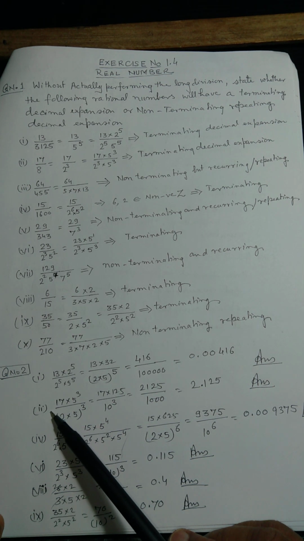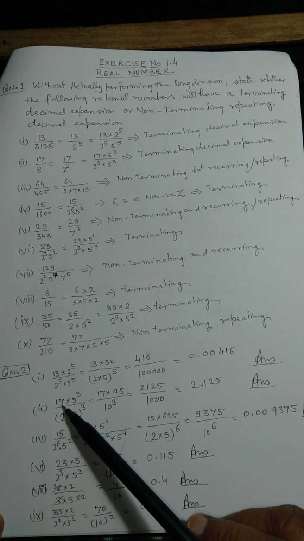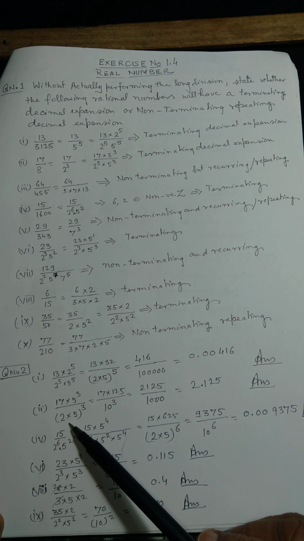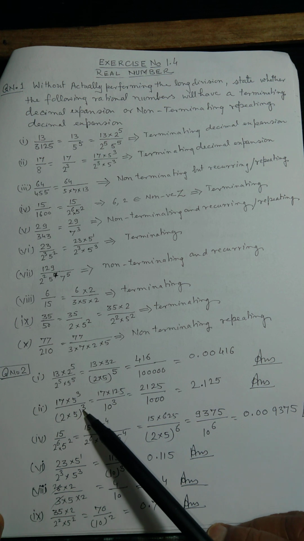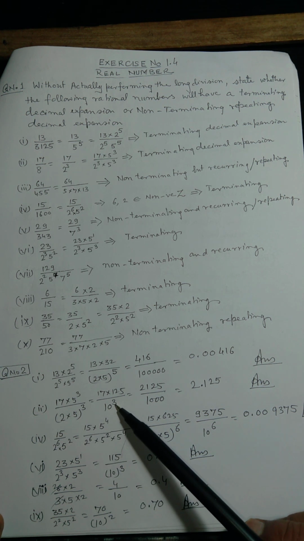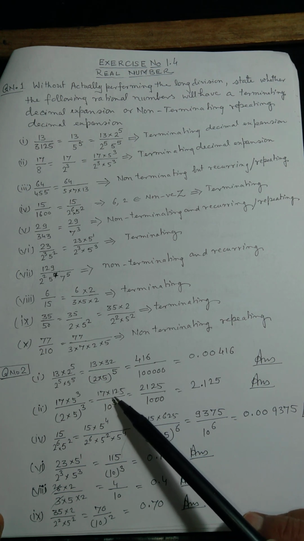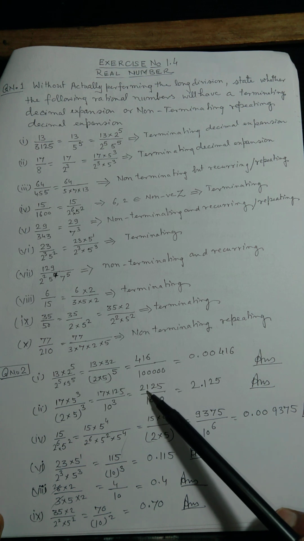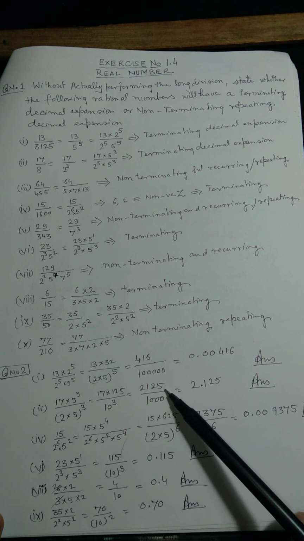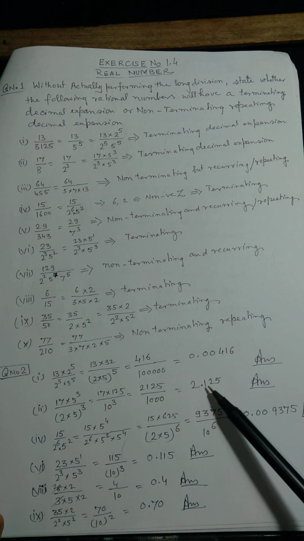Now you see the second part of the above question, that is 17 into 5 raised to power 3 divided by 2 into 5 whole raised to power 3. So the denominator is 10 raised to power 3. So just multiply it, upper part means numerator part, solve it. So you will get 2125 divided by 1000. Ultimately you will get the answer 2.125.